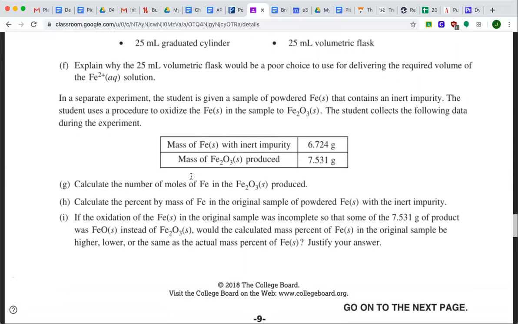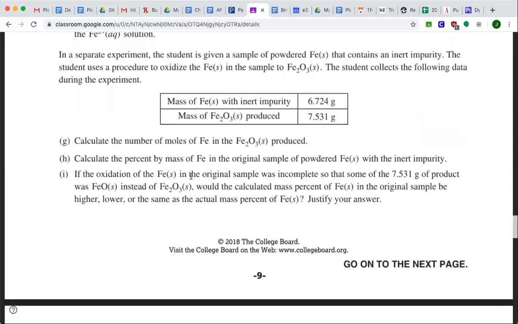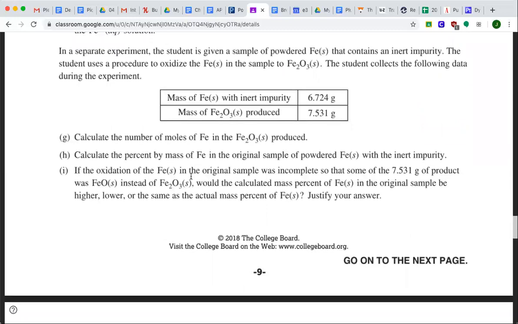Okay, in a separate experiment, the student is given a sample of powdered iron solid that contains an inert impurity. The student uses a procedure to oxidize the iron solid in the sample to iron 3 oxide solid. The student collects the following data during the experiment. Okay, so mass of iron produced. Calculate the number of moles of iron in the Fe2O3 produced. Okay, so that's straightforward, right?